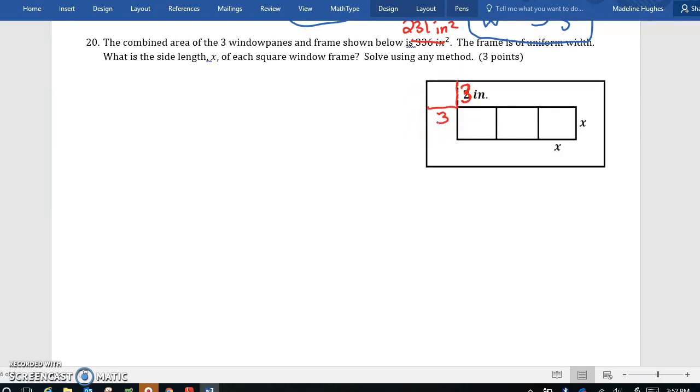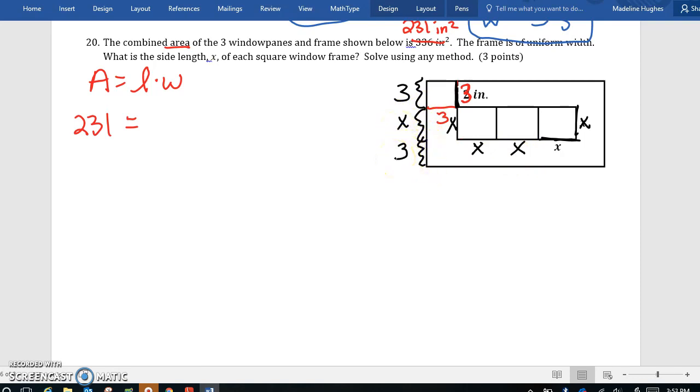All right, so we're trying to find side length x. So what I'm going to do, I know we have area, and again, we know area is equal to length times width. So I'm going to set up a formula with area, length, and width. So our area we're given is 231, so I'm going to plug that in for A. We need to find our length and width. So over here, I know this little length is 3, so right here is 3. Here is x, so that means this part is x. This is x right here, so also this, and also that is x as well. So then out here, that is x. And right here would also be 3. So that all added together, 3 plus x plus 3, that entire length there would be x plus 6.